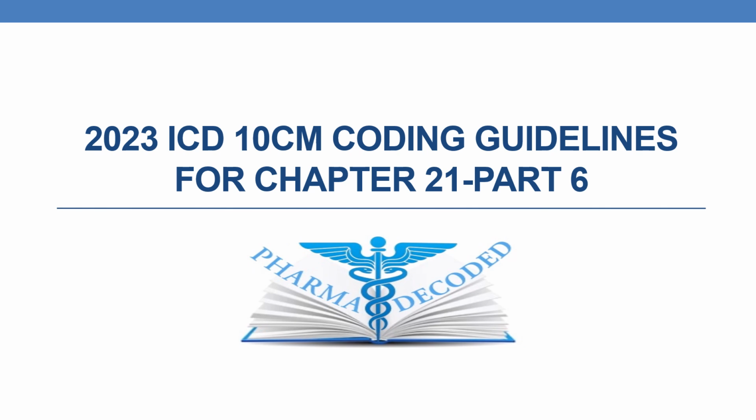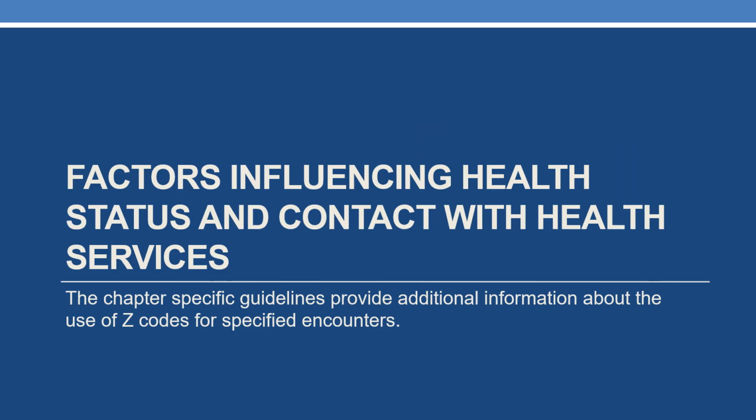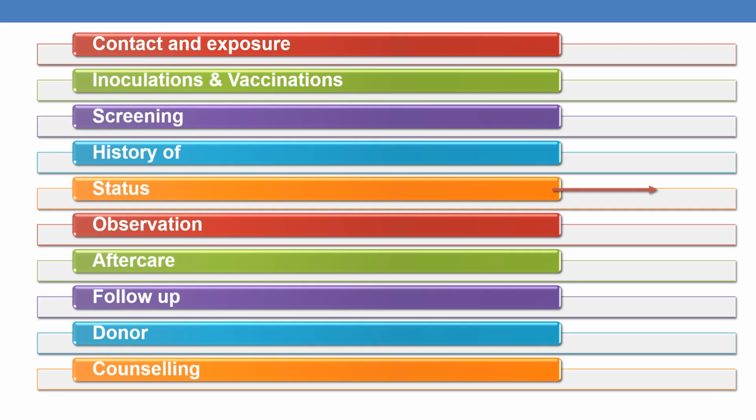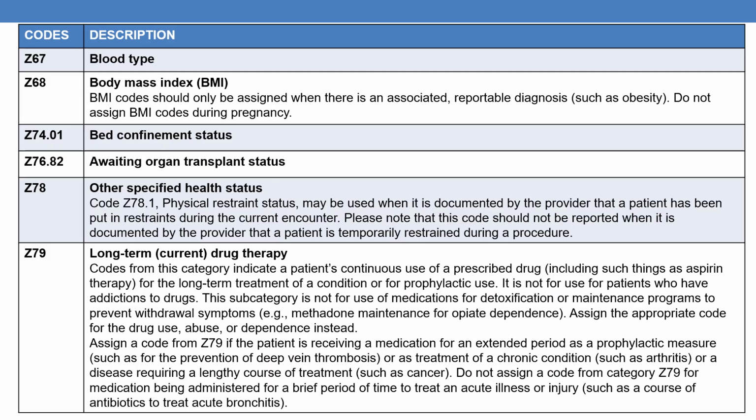Hello everyone, now let us discuss the 2023 ICD-10-CM coding guidelines for Chapter 21, part 6. As we have discussed earlier, Chapter 21 mainly deals with factors influencing health status and contact with health services, which are governed by the Z codes. In the current session, we will be discussing some of the Z codes that are related to status.